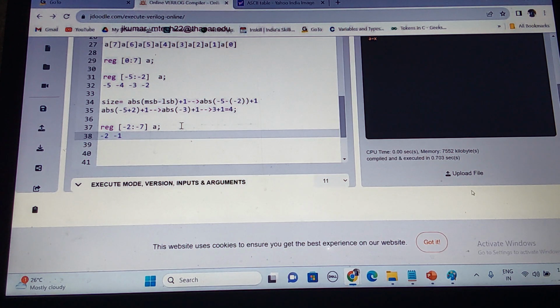Is it the correct way to give the range? No, right? Minus 2 colon minus 7 is not a perfect range. Minus 7 colon minus 2 is the correct way to give it, because minus 7 is less than minus 2.